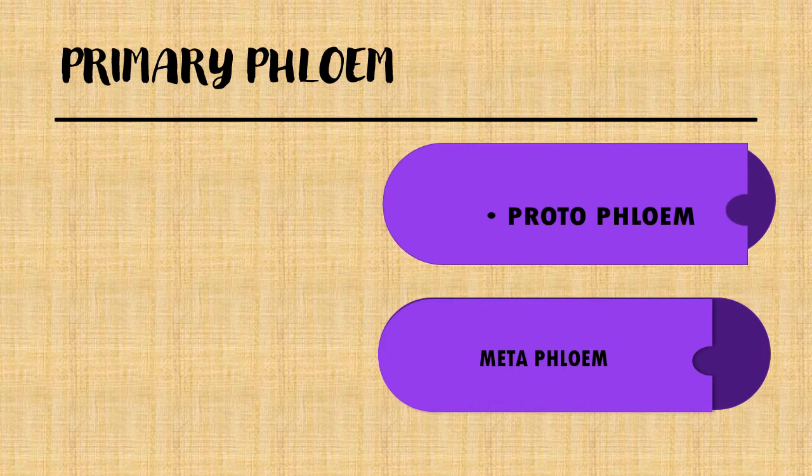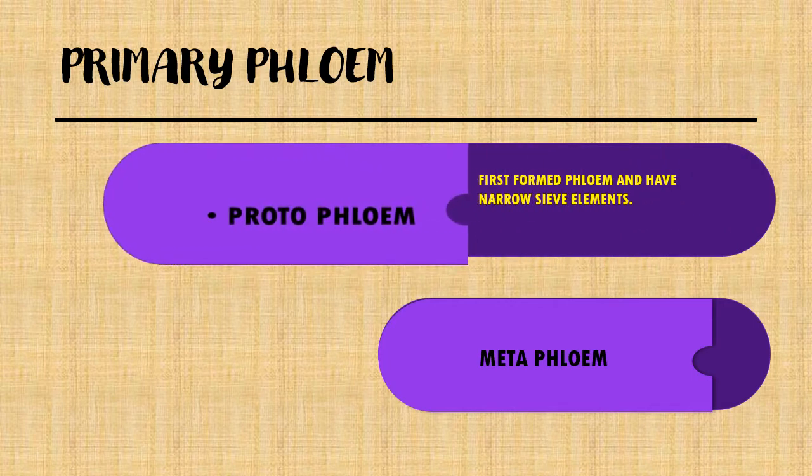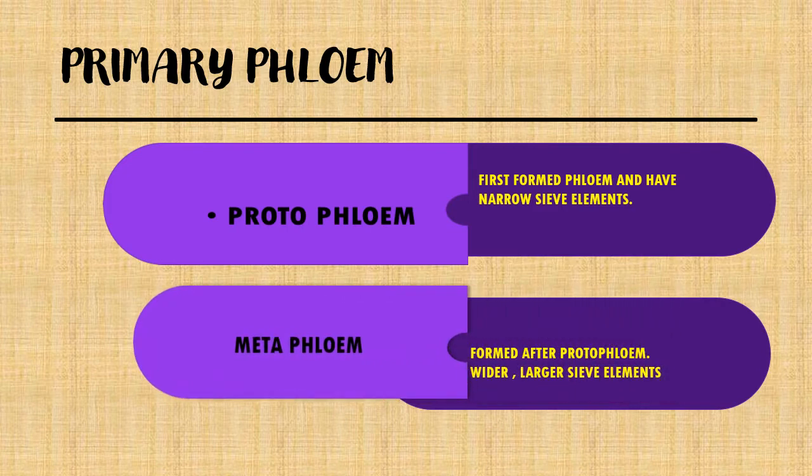According to origin, primary phloem is of two types, protophloem and metaphloem. Protophloem is the first formed phloem, which has narrow sieve elements and is short-lived. Metaphloem is later formed phloem, which has wider and larger sieve elements and lives for a longer time.